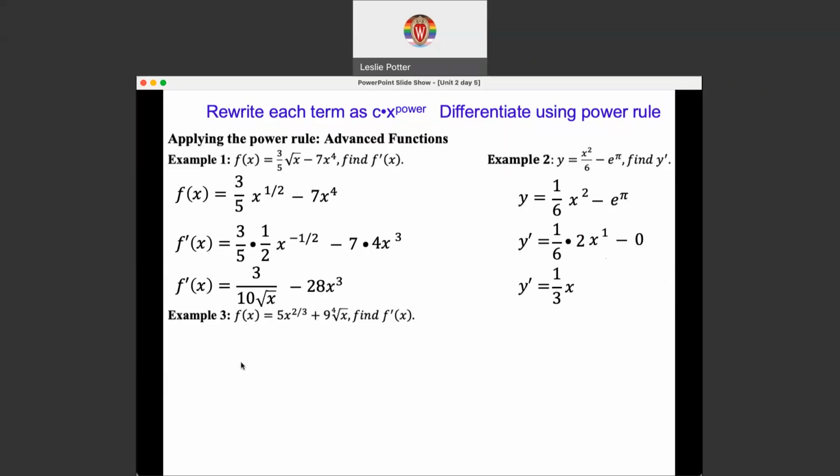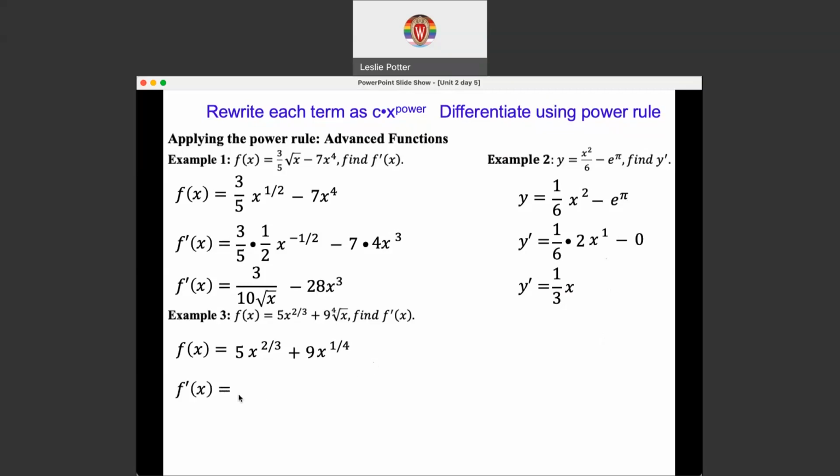So here's the big kahuna here, right? I've got a whole bunch of stuff going on. So this function is 5x to the 2/3 power plus 9. Now remember, I got to write this as x to a power. X to the 1/4 power. Remember, it's a root. Roots, kind of like roots going in the ground. The 4 goes in the denominator, goes underneath.